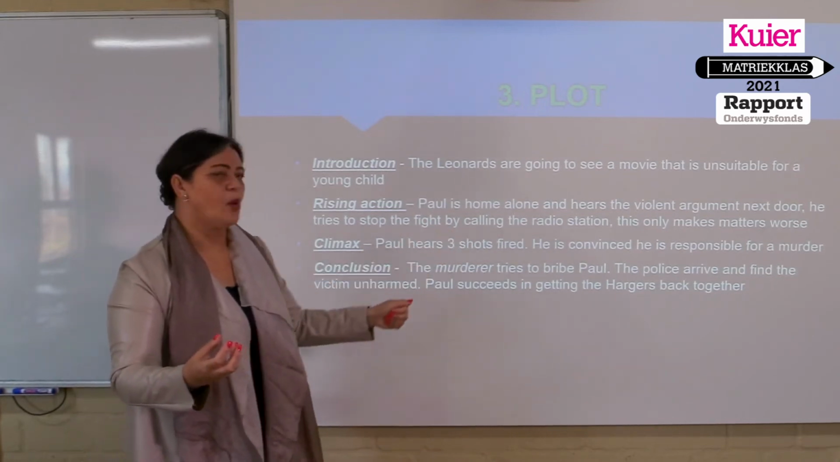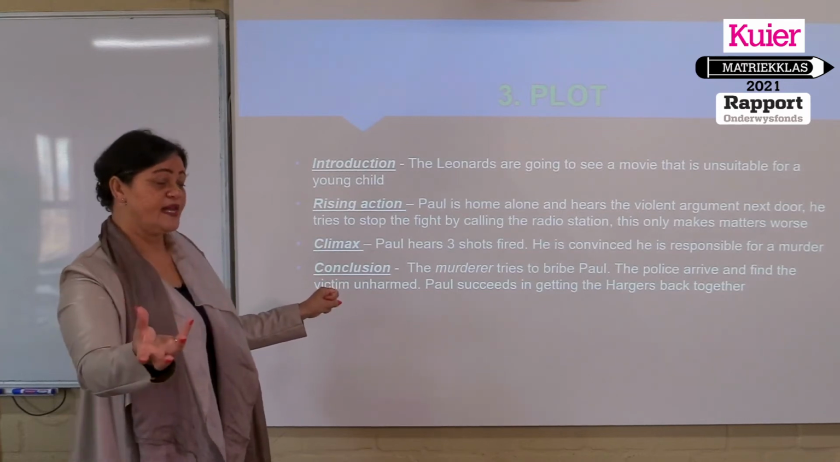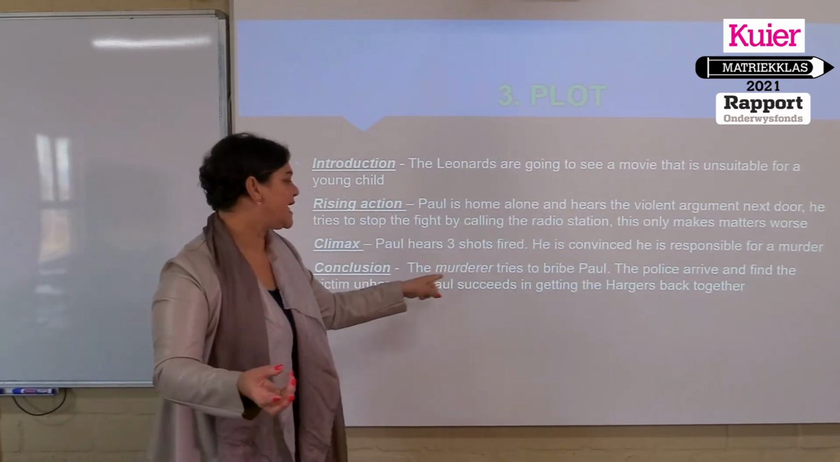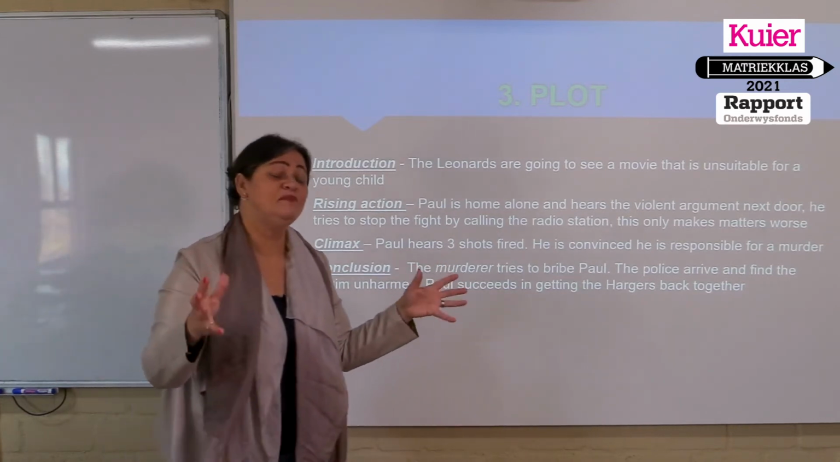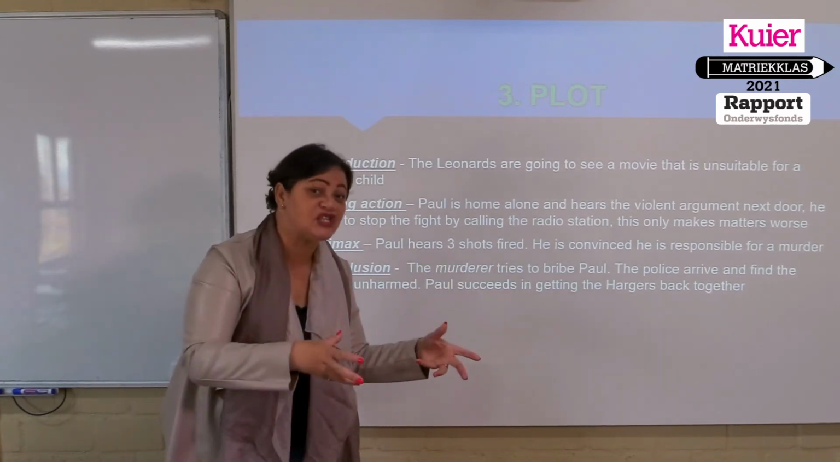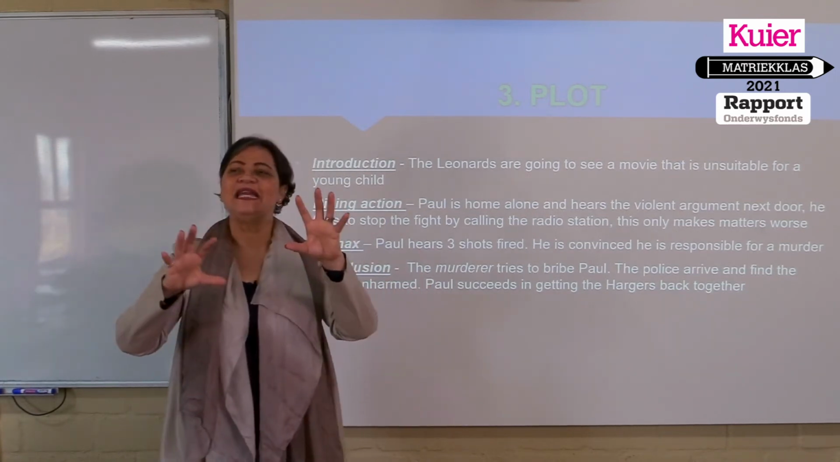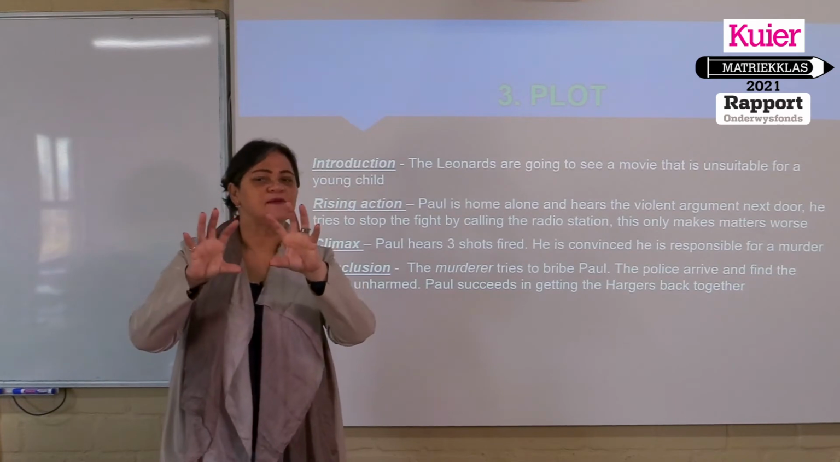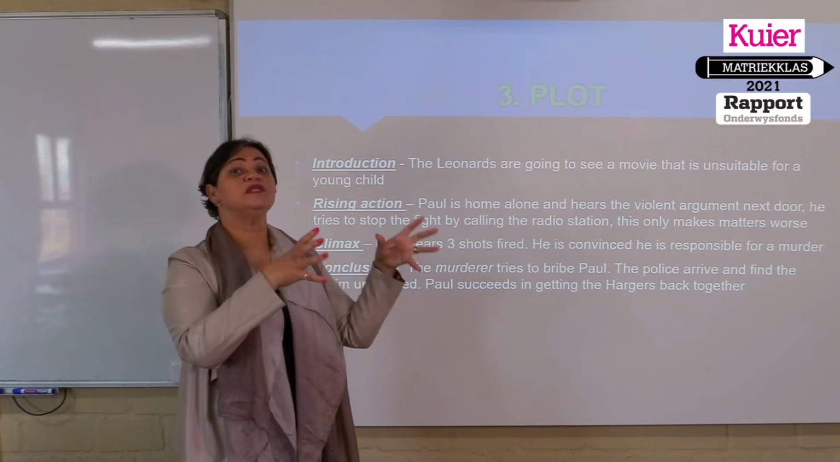He tries to bribe Paul. The police arrive and they find the victim unharmed, which is Paul's neighbor, and he succeeds in getting Mr. and Mrs. Hager back together. Because remember, Mrs. Hager pitches up there thinking that the dedication was meant for her. So once again, there's that thing happening on two levels. When the dedication goes out, Charlotte hears it and she almost wants to shoot Mr. Hager.